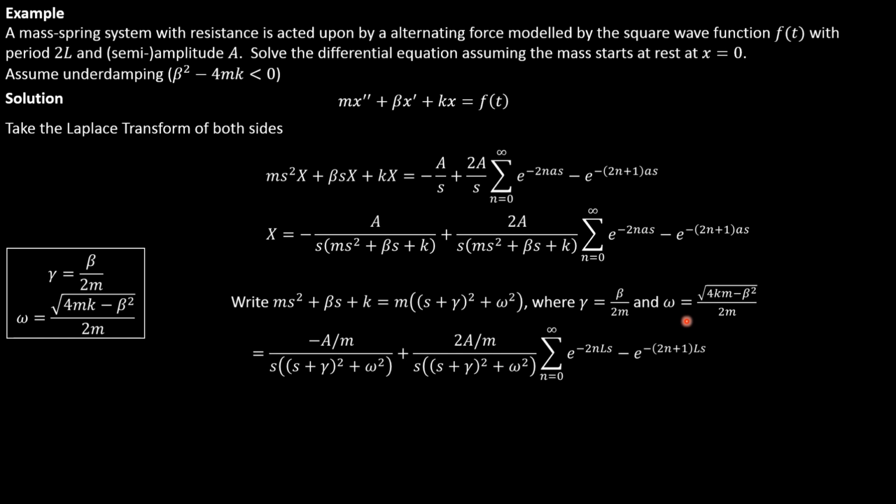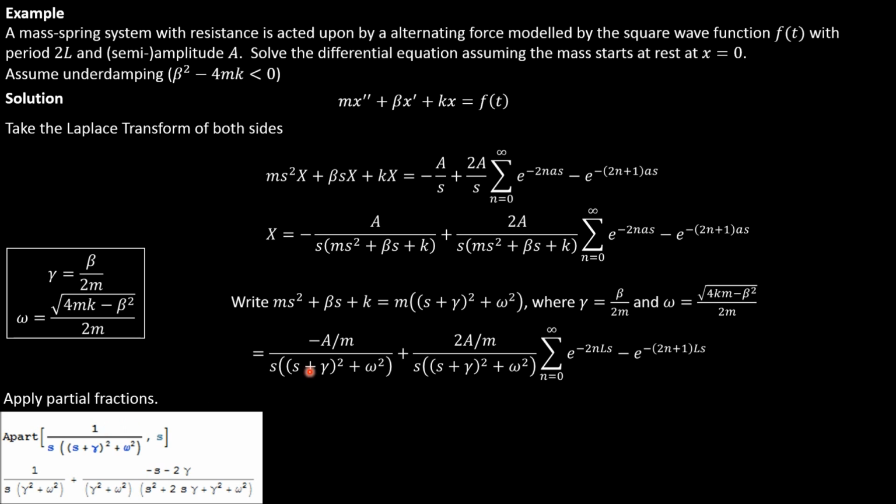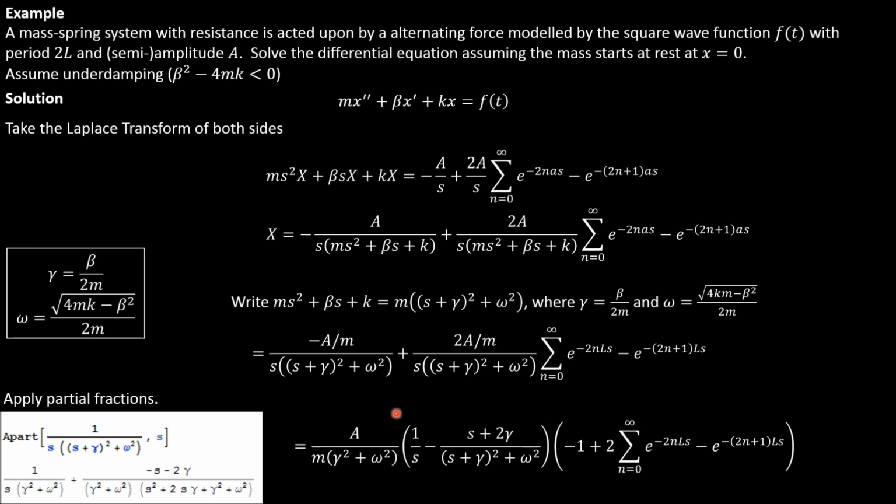Next, we make that substitution, and then we do partial fractions. So we have the fraction 1 over s times (s plus gamma) squared plus omega squared. When we do partial fractions with respect to the variable s, we end up with what you see here, according to Mathematica. And so we break apart this fraction.